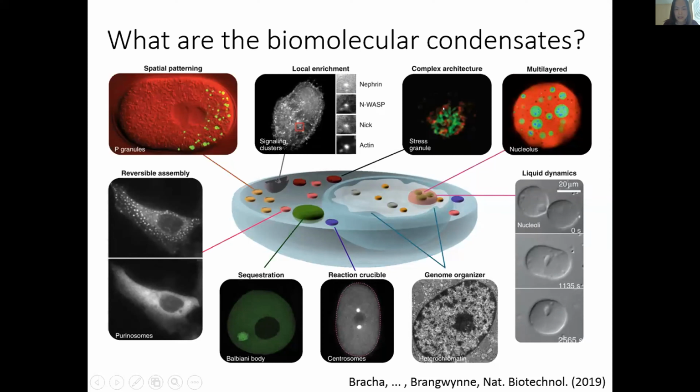So when the stress is gone, the mRNA molecules in the stress granule get released into the cytoplasm, and then the cell can immediately translate these mRNA molecules and make new proteins to repair the damage from the stress.